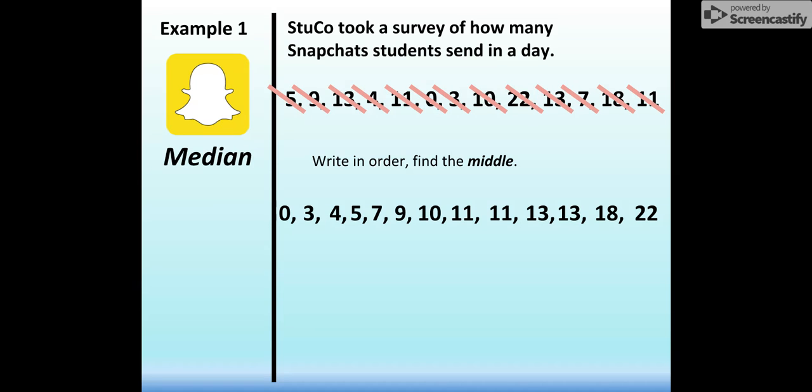We didn't miss anything. Let's start jumping number by number till we get to that one in the very middle. Jump, jump. And there we are. That middle number, the median, is 10.